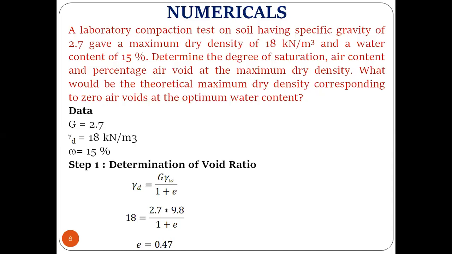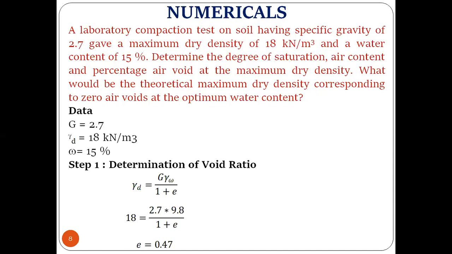Here the dry density, maximum dry density means what? MDD. That is in gamma we are going to say, right? So here dry density it is, that's why it is gamma D. That is 18 kilonewton per meter cube, and a water content of 15%. Here I am going to use water content of 15%, that means OMC. That means if I am going to take the dry density as 18, for which the water content it is 15% water content. So determine the degree of saturation, air content and percentage air voids at a maximum dry density.